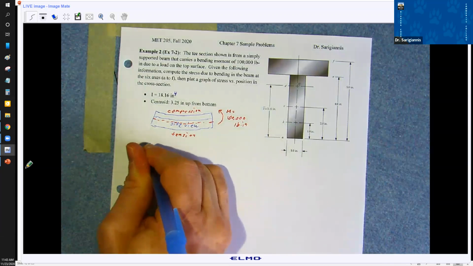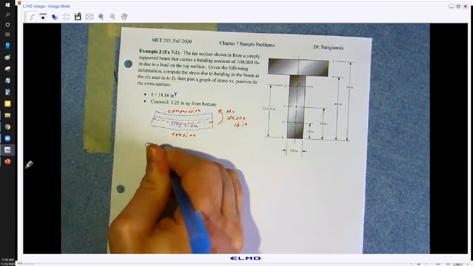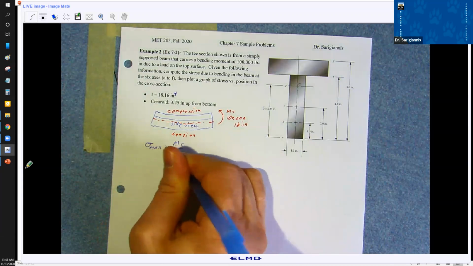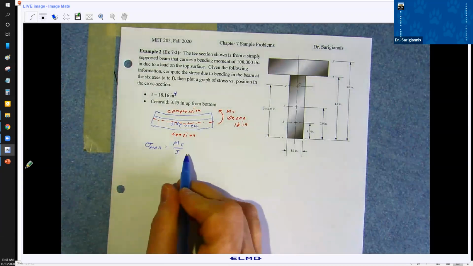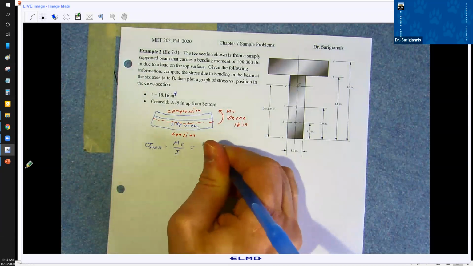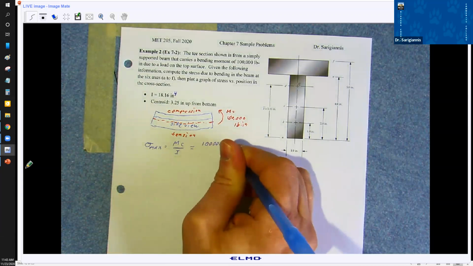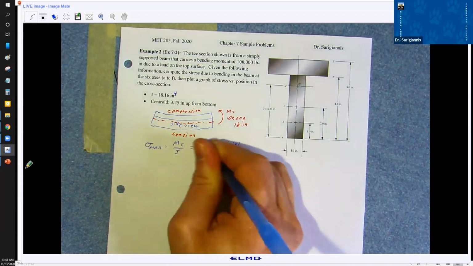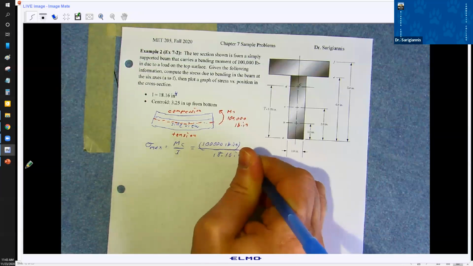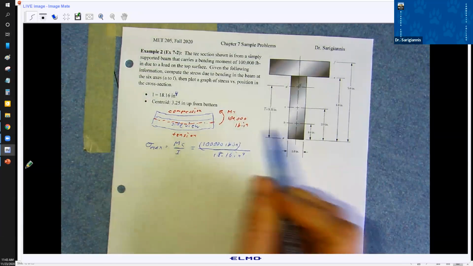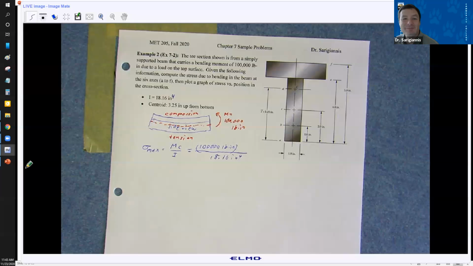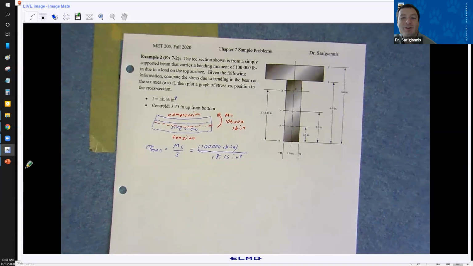So your sigma max is MC over I. And let's put some numbers in here. We've got I, we've got M. This is pound-inch. I is 18.16 inches to the fourth. All right, what is C? Anyone want to take a guess at what C is here? You probably can't even read the numbers.